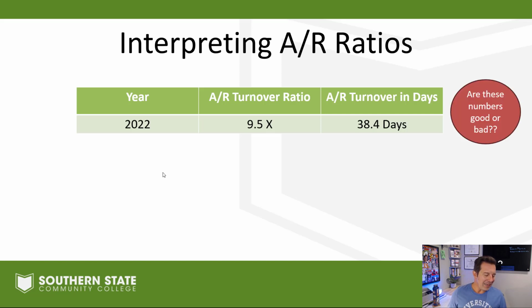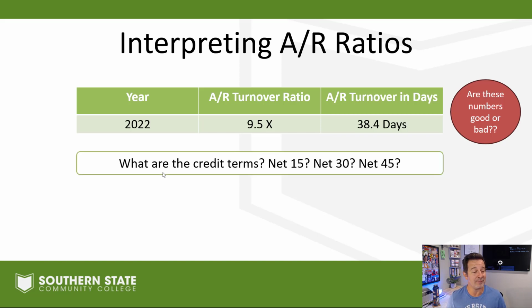Well, I hate to tell you, we don't know right offhand. If you haven't caught on yet, a lot of ratio analysis isn't getting answers. It's really just kind of helping us understand what questions we need to be asking. What are the credit terms at Kellogg's? Net 15, net 30, net 45? If the credit terms are net 15, meaning they expect people to pay in 15 days, then an AR turnover of 38.4 days is not good at all.